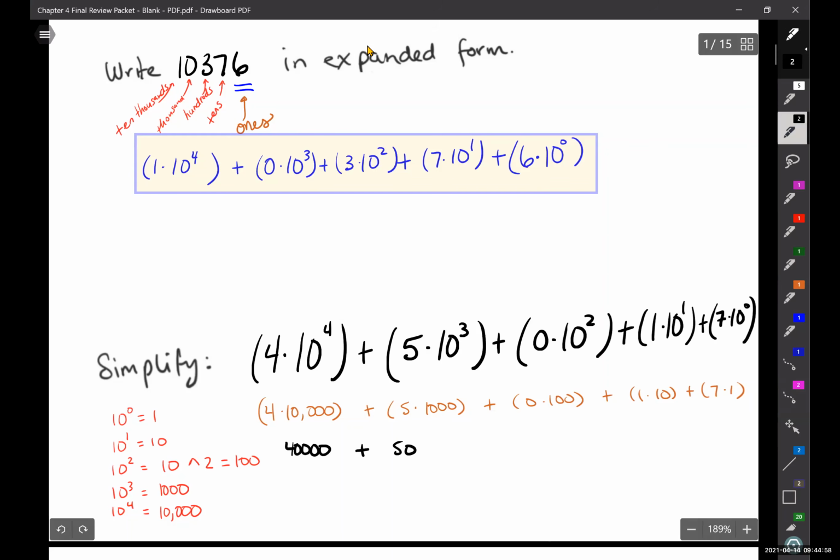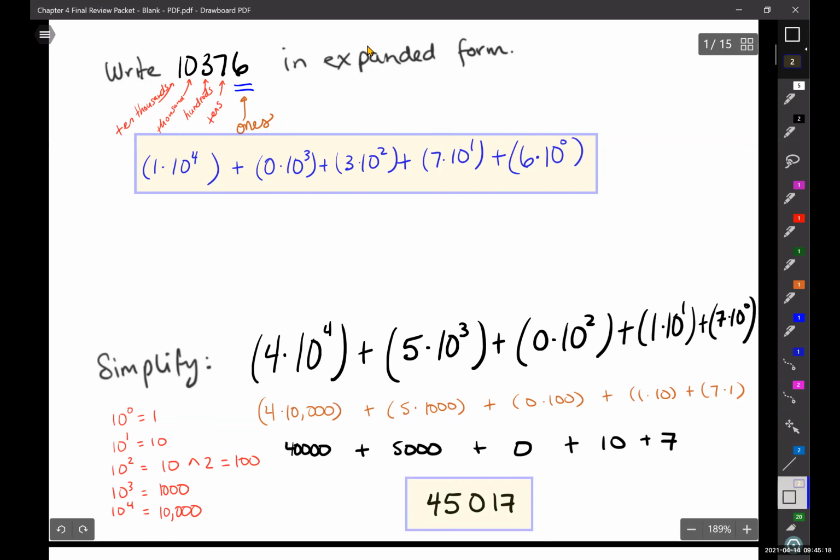5 times 1,000 is 5,000. 0 times 100. 0 multiplied by anything is just 0. Plus 1 times 10 is 10. Plus 7 times 1 is 7. Adding all these together, we get 45,017 as our answer.